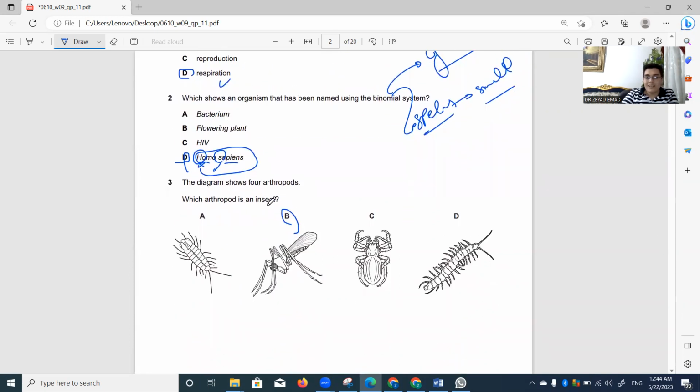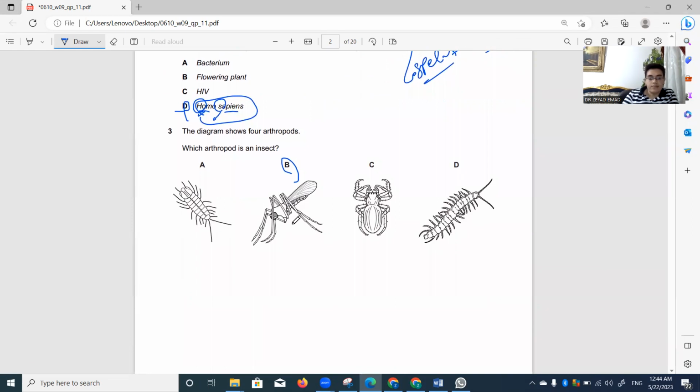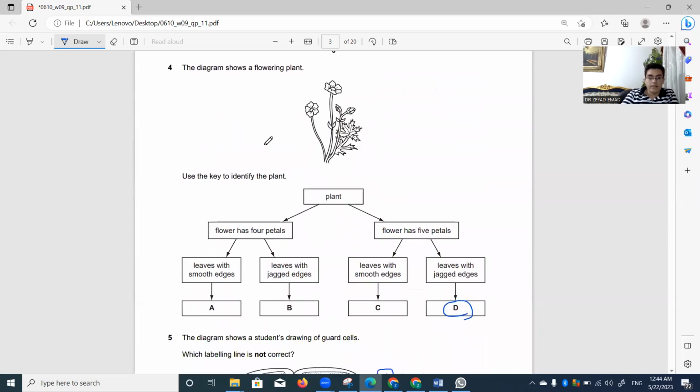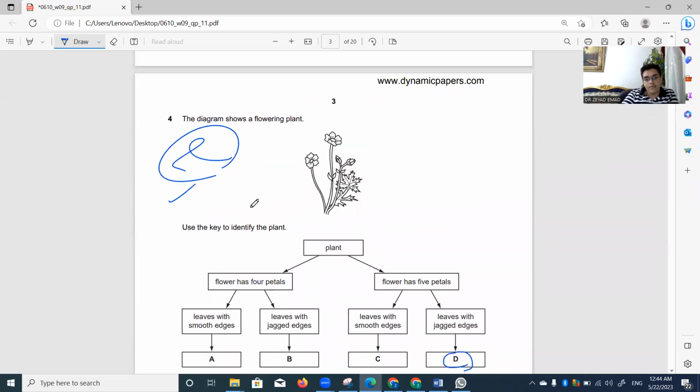Which arthropod is an insect? To choose insect, you have to count the legs. As you all know, insects have 3 pair of legs. 3 pair of legs means 6 legs. The one that has 6 legs here is B. This is a very important question and it is repeated in past papers exams.